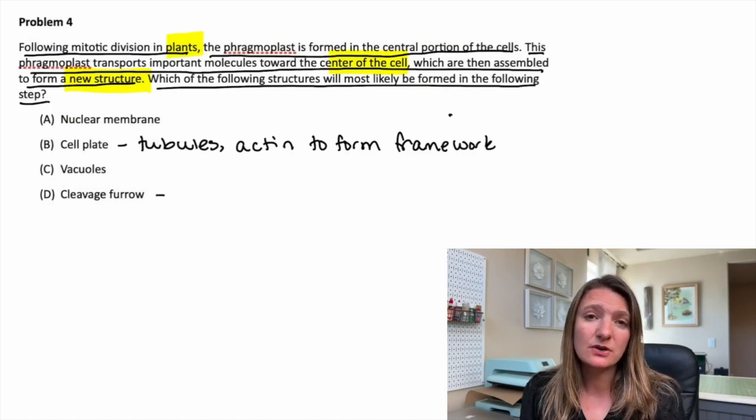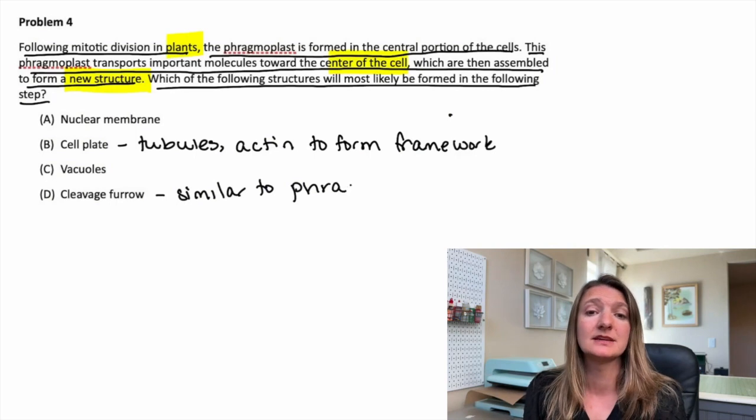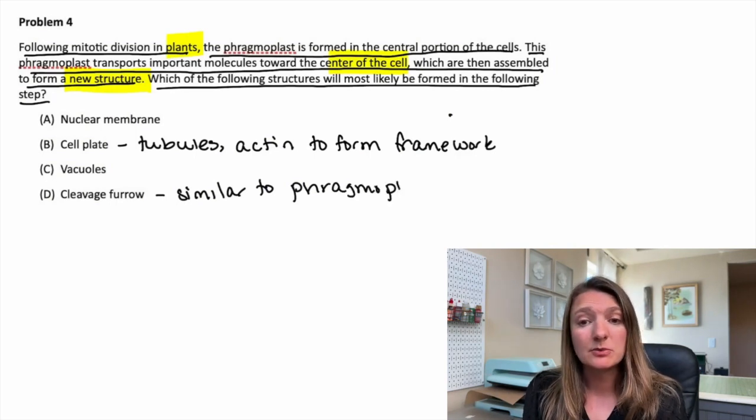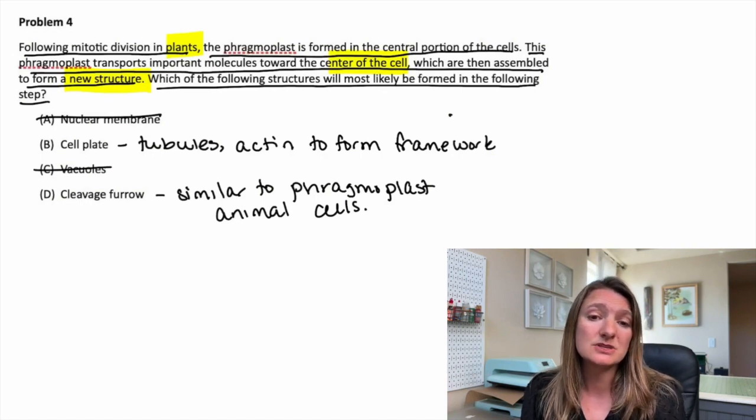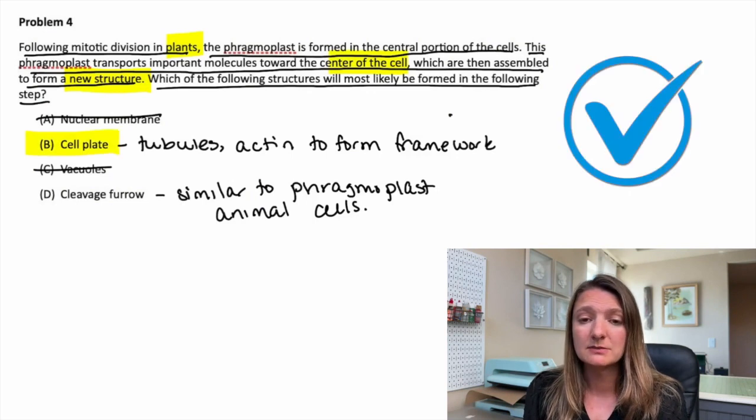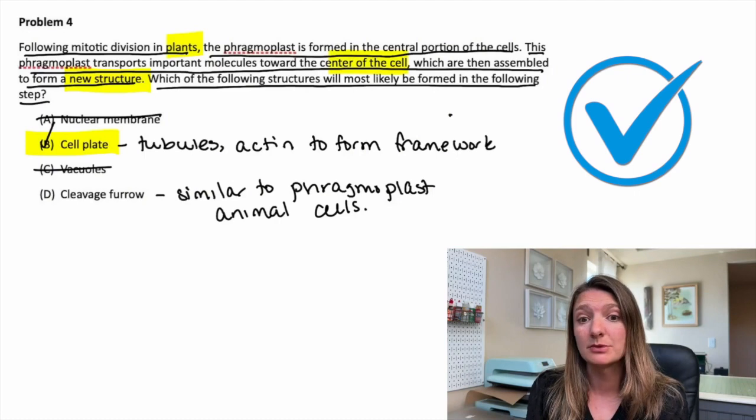The cleavage furrow is in animal cells only. It's very similar to the cell plate in plants and similar to the phragmoplast, but it's only in animal cells. If you look at that, that's the keyword, the cleavage furrow. When they ask about animal cells, that would be the cleavage furrow. The nuclear membrane, that's going to be surrounding the nucleus, and the vacuoles, that holds that water and sap. So we can eliminate those, and we're left with that cell plate because that's the one that forms in plants.